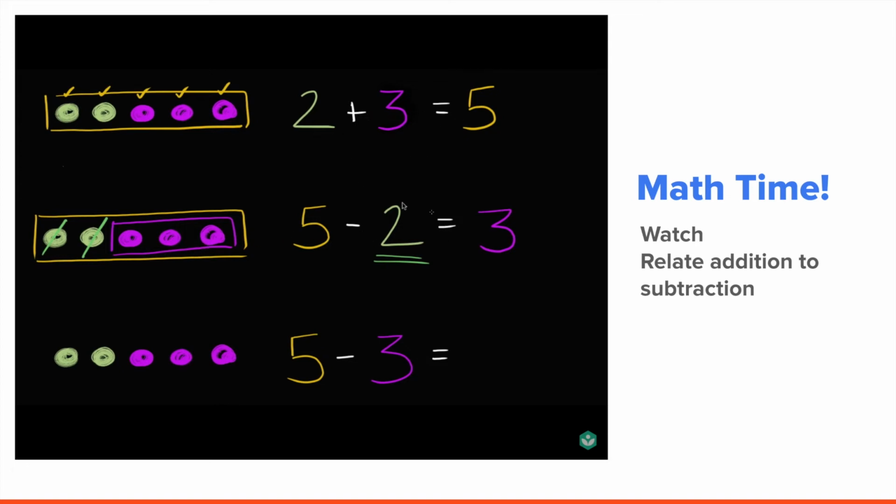Look at how this is arranged and look at how this is arranged. 2 plus 3 is equal to 5. But 5 minus 2 is 3. And it works the other way around.